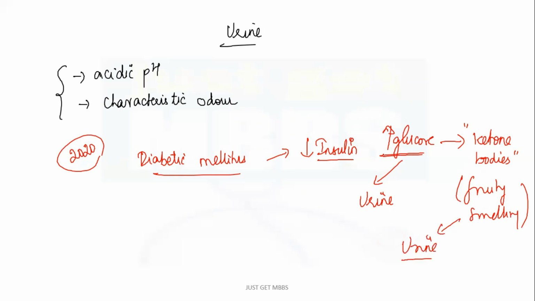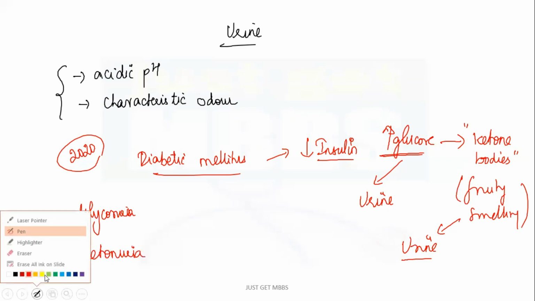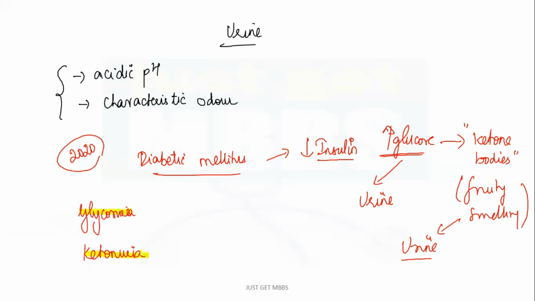So excretion of glucose in the urine is called glycosuria. Excretion of ketone bodies in the urine is called ketonuria. So these two are the characteristic findings in your diabetes mellitus urine sample. So the presence of glycosuria and ketonuria is a characteristic finding in the urine sample of diabetic patients, and this was our 2020 question. Right, so this point you must know with respect to urine.